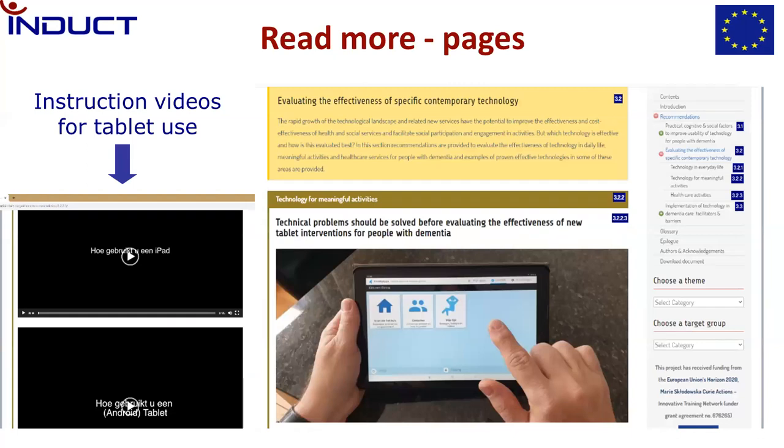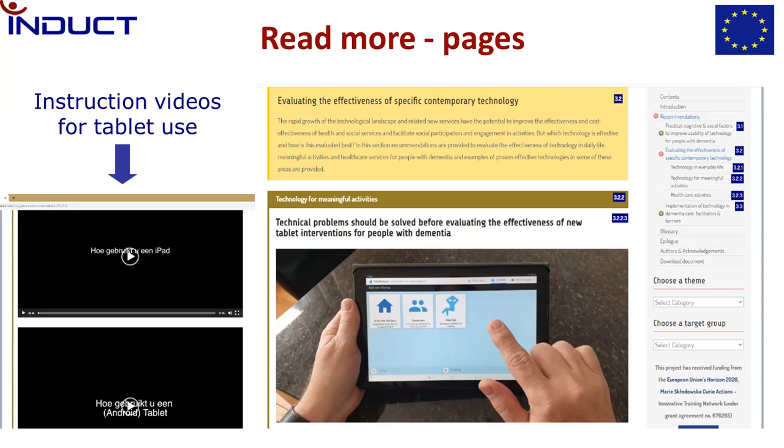So here we're looking at meaningful activities and so different types of technology. You can use tablets for meaningful activities. You can look at how this is evaluated. I won't put the video on now because it might lead to some problems, but this is about different ways you can solve things before you're testing the effectiveness. And we know that actually the practical issues around the effectiveness are very crucial.